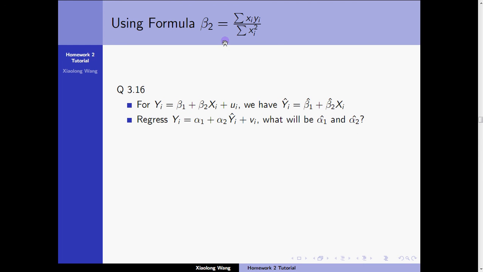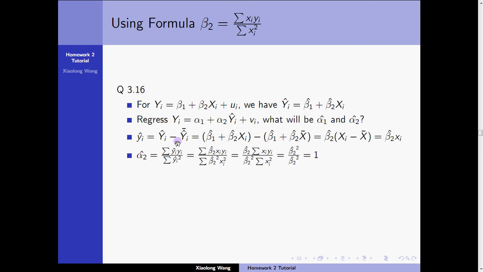To apply the formula here, we need to know what little xi is. Little xi in this way becomes little yi hat, which equals yi hat minus yi hat bar. And then what is yi hat? Y hat equals beta 1 hat plus beta 2 hat times x, which is the fitted value of yi. We get it from here.